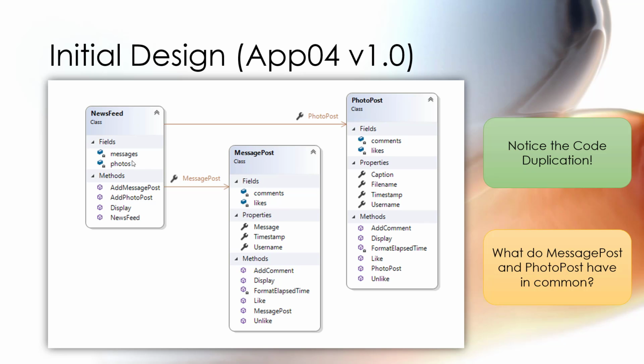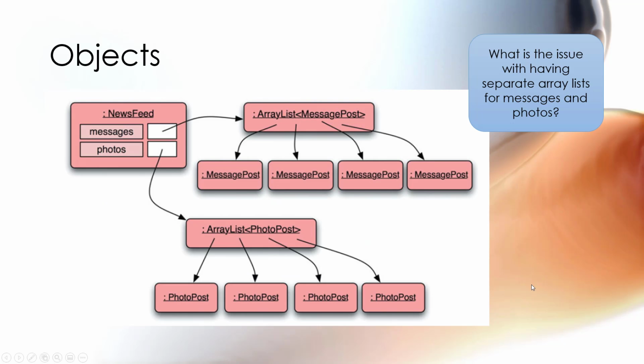As well as that, if we wanted a list of all posts, it's going to be difficult because they're in two separate lists. So the objects look like this. An array list of messages, an array list of photos, inside of which are multiple message posts or multiple photo posts. And we've got them in two separate array lists.